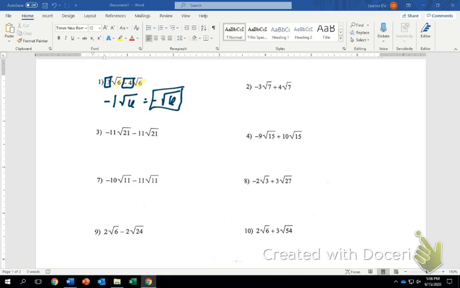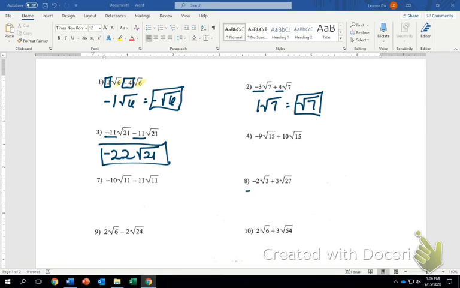Number 2, same idea. Our radicands of 7 are exactly the same. So we're going to combine the coefficients, which is negative 3 and 4, to get a positive 1 square root of 7. And again, because it's 1, we can rewrite it without it. And so our answer would just be the square root of 7. Number 3, we have negative 11 and negative 11. Negative 11 plus negative 11 is negative 22. And we just carry that square root of 21 with it. And so we see our answer here. And it's the same thing for all of them up until number 8.